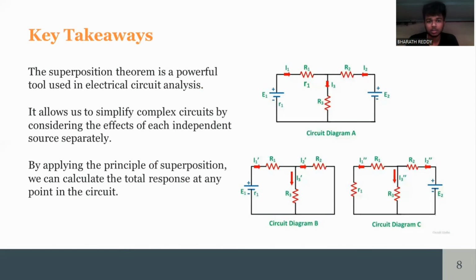The superposition theorem is a powerful tool used in electrical circuit analysis. It allows us to simplify complex circuits by considering the effects of each independent source separately. By applying the principle of superposition, we can calculate the total response at any point in the circuit.